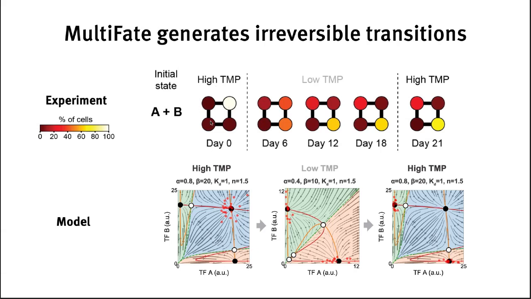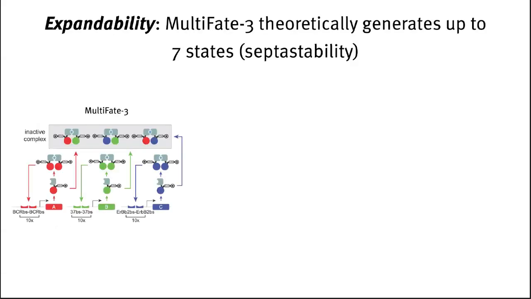So if we start off with high trimethoprim in this original regime where we had the cells, we can start with cells that we've sorted out only from the high A and B state. And then we can put them in this low trimethoprim state. Then they depopulate that high state, and they go to either the A only or the B only state. And then they remain there stably if we put back TMP.